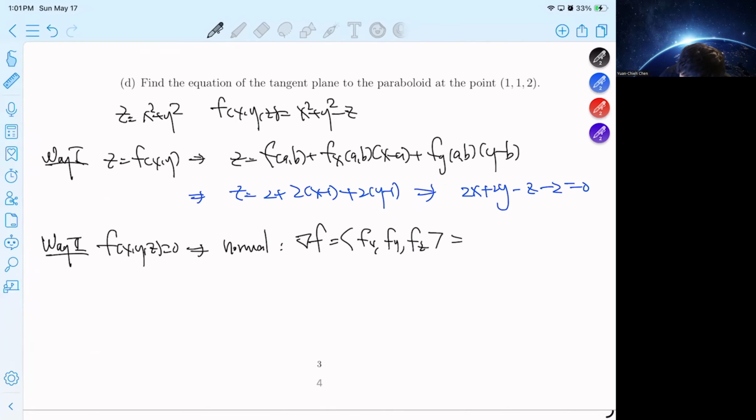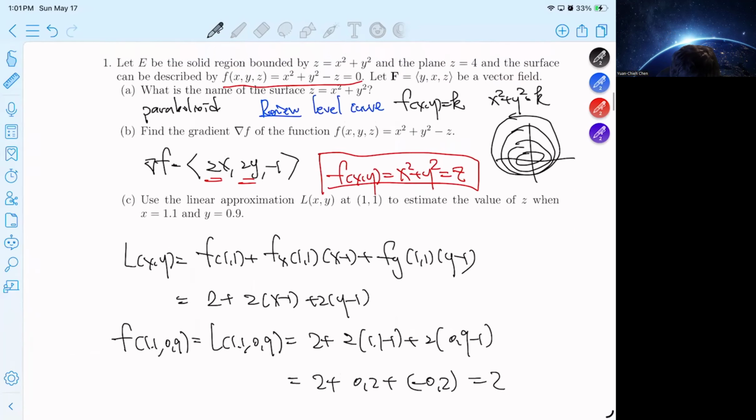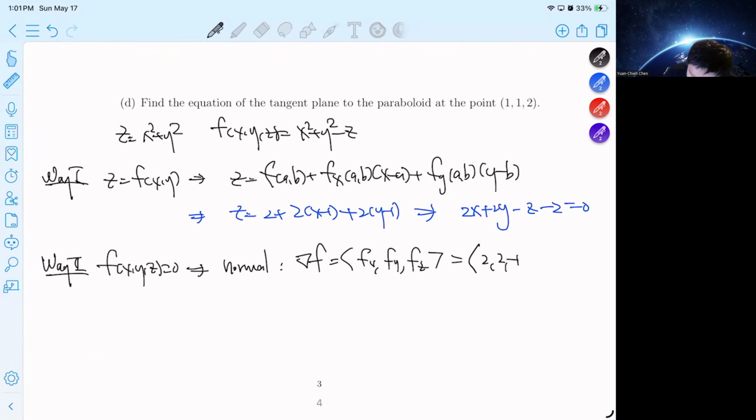So we already have this. This is (2, 2, -1). So the tangent plane is just with this vector and passing through (1, 1, 2). So the tangent plane will look like this: 2(x minus 1) plus 2(y minus 1) plus -1(z minus 2) equals 0.